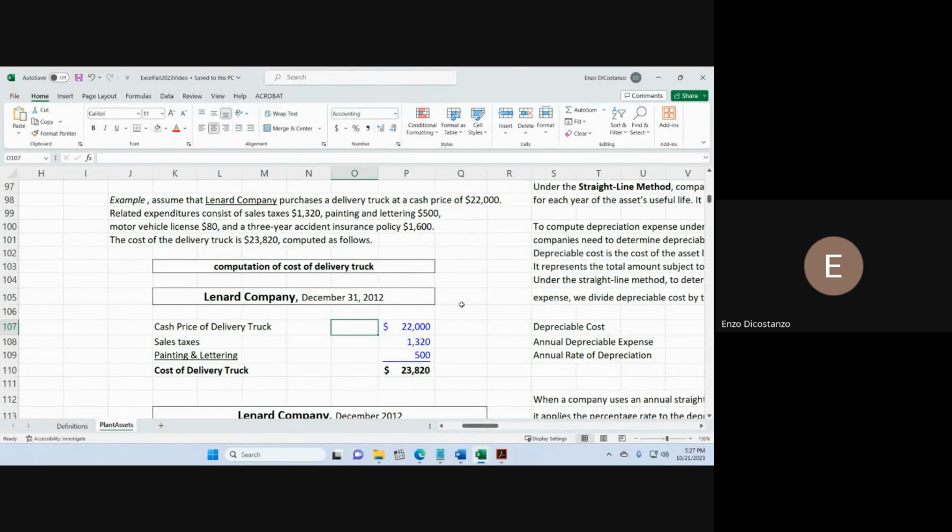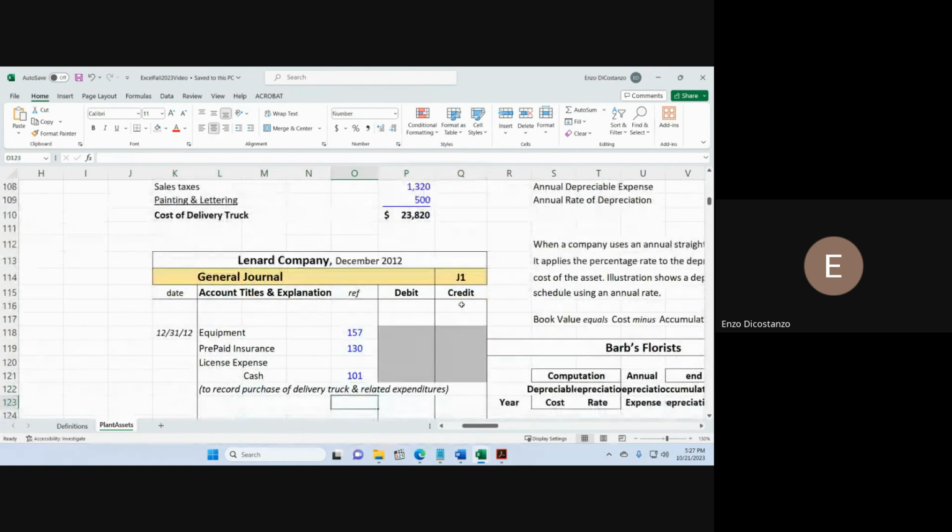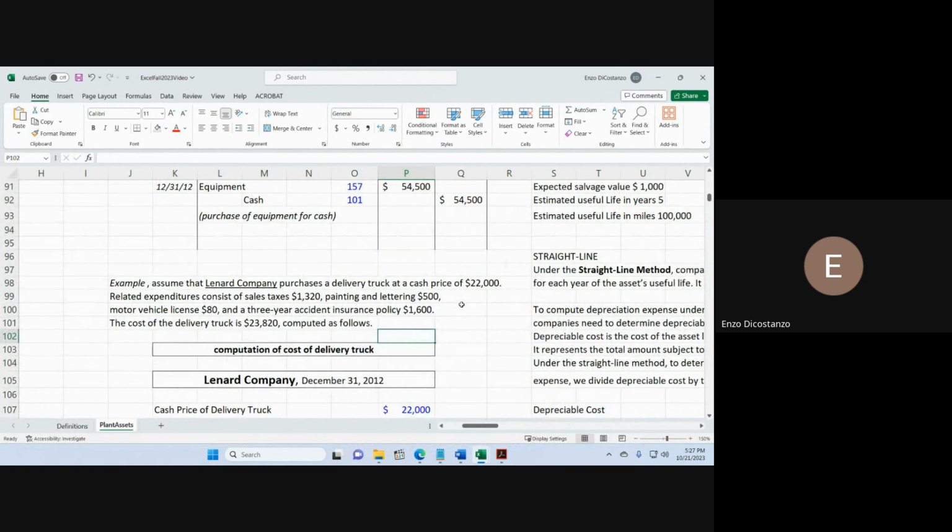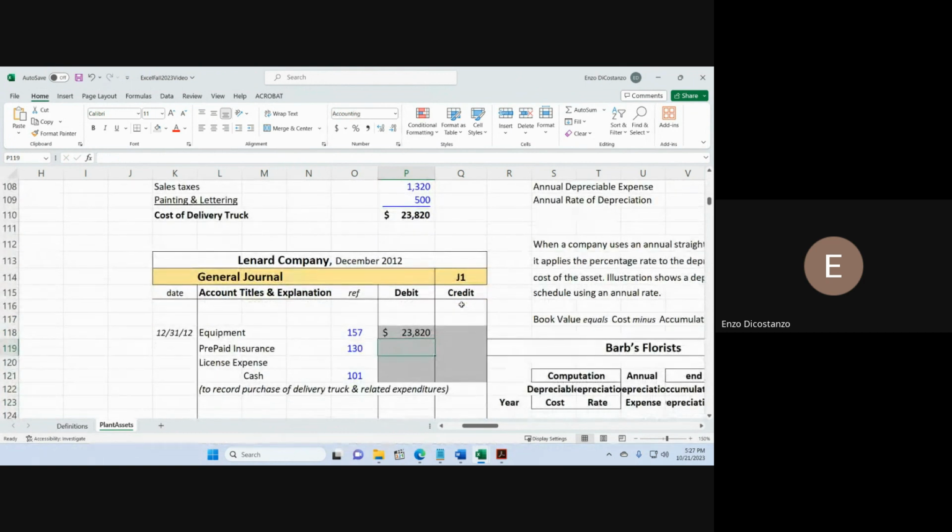So, but yeah. Now there's a couple of things going on here. We threw this all together: the delivery truck, sales taxes. We threw that all together, but there's more. So the equipment cost, what you're going to recognize as equipment, is 23,820. Okay, but there's some other stuff. There's prepaid insurance, 1,600. There's that 80 for the license. There's a license expense.